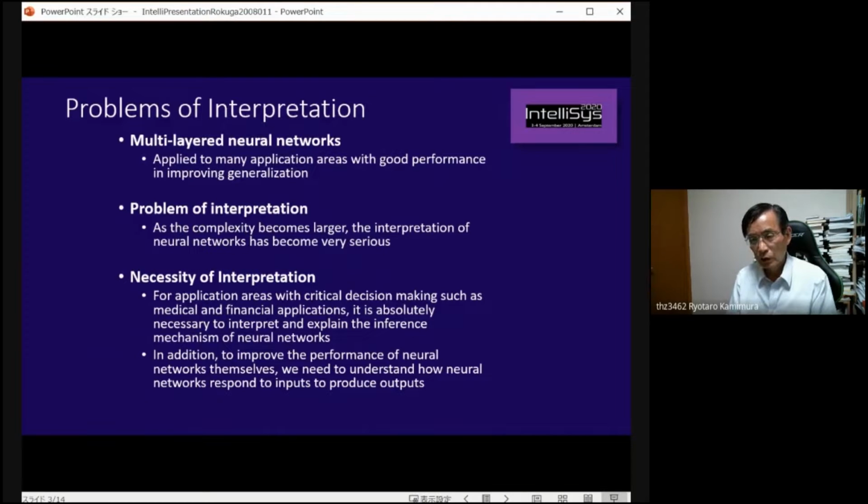Multi-layered neural networks have been applied to many application areas with good performance. However, as the complexity becomes larger, the interpretation of neural networks has become very serious. For application areas with critical decision making such as medical and financial applications, it is absolutely necessary to understand the inference mechanism of neural networks.